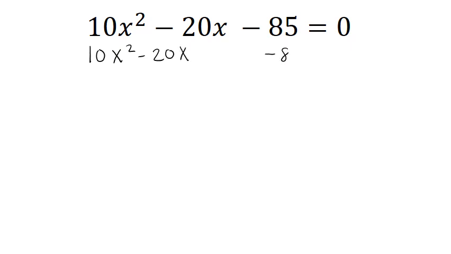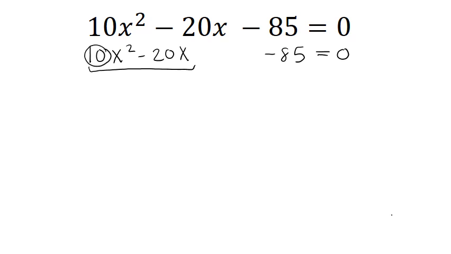Now, we've been doing it in class just by leaving space between those, but if you'd like, you can always bring that negative 85, add it to both sides, and you could have a positive 85 on the right-hand side of this equation. It's up to you. I'm going to leave mine where it is just because that's how we've been doing it in class.